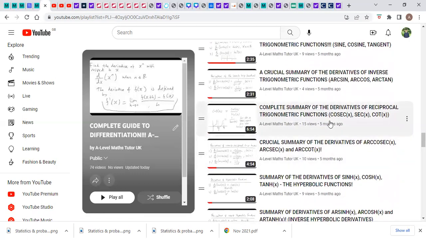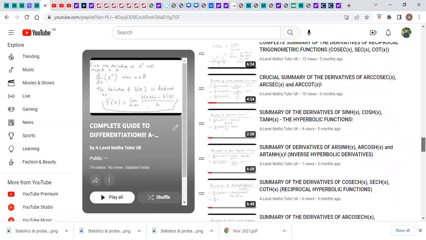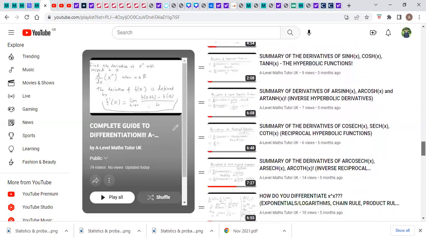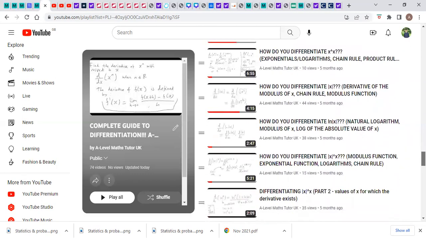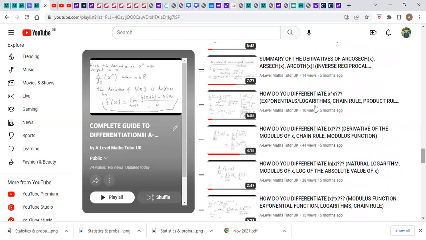Then we've got summaries of each one. So a summary of the derivatives of cosec, sec, and cot. The inverse ones as well: arcsec, arccot, arccosec. And then the hyperbolic ones as well, summaries of those. And also finding derivatives or differentiating x to the power of x.